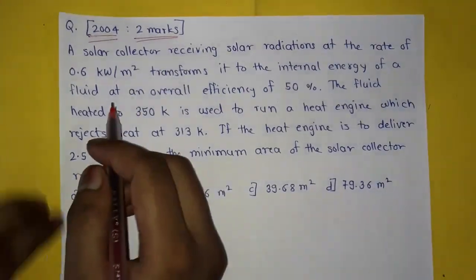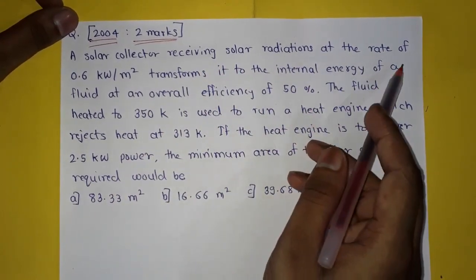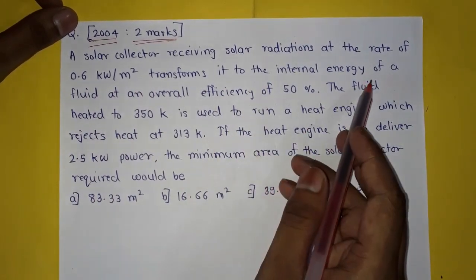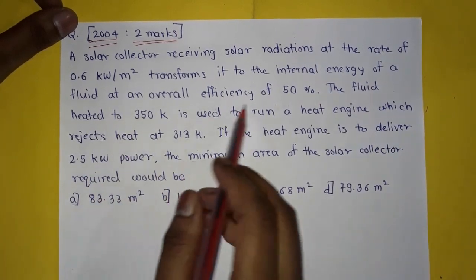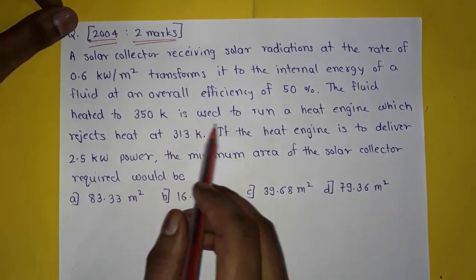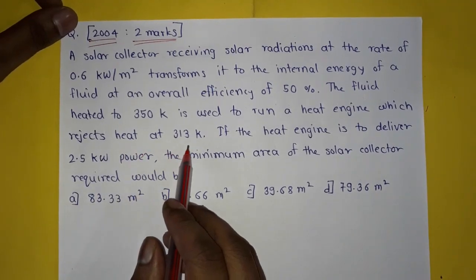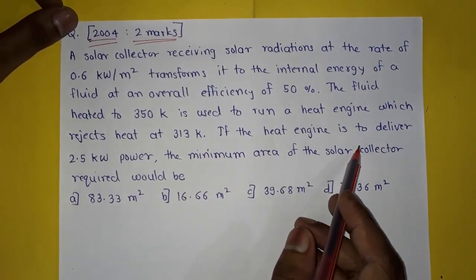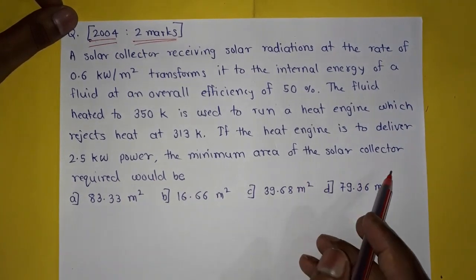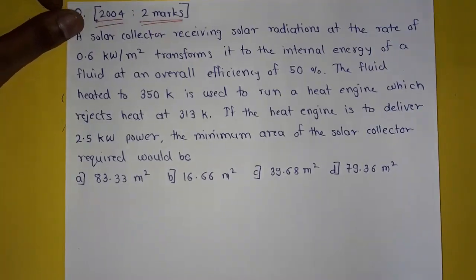Let's read the question. A solar collector receiving solar radiations at the rate of 0.6 kilowatt per meter square transforms it into the internal energy of a fluid at an overall efficiency of 50%. The fluid heated to 350 Kelvin is used to run a heat engine which rejects heat at 313 Kelvin. If the heat engine is to deliver 2.5 kilowatt power, the minimum area of solar collector required would be, these are the options. Let's see.